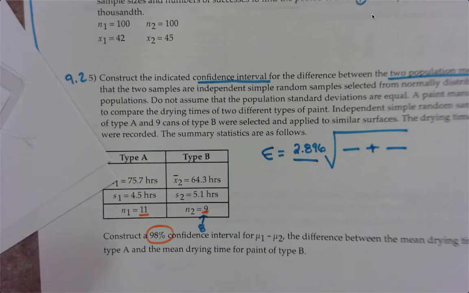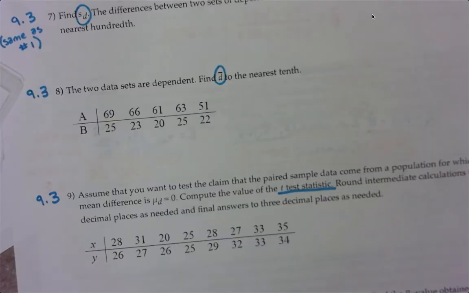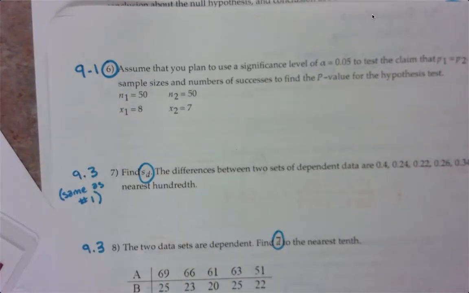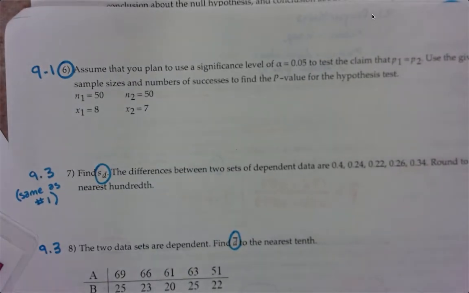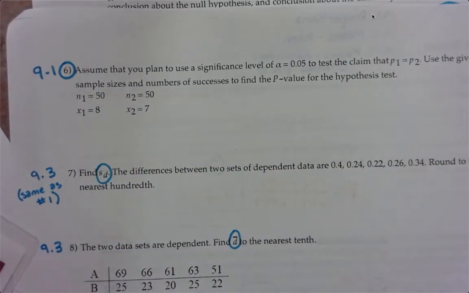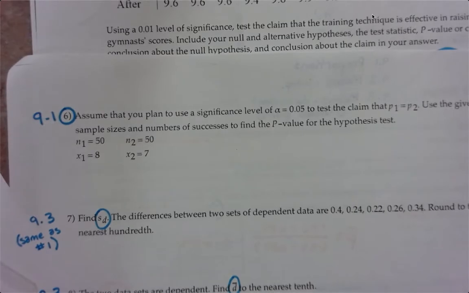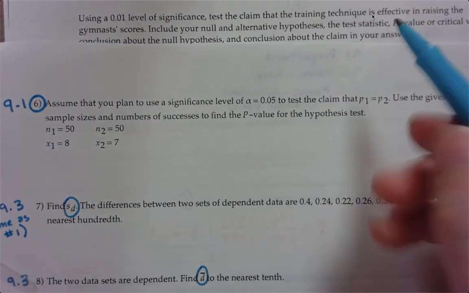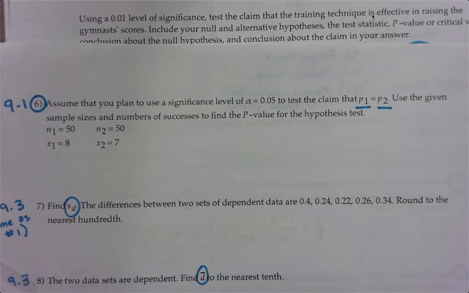Going to the back side, I'm only going to do a few more of these, and then I'll save and do another video to help you with the next set of problems. So number 6, assume that you plan to use a significance level of 0.05 to test the claim, and we're doing proportions again, so p1, p2. Use the given sample size and the number of successes to find the p-value for the hypothesis test.